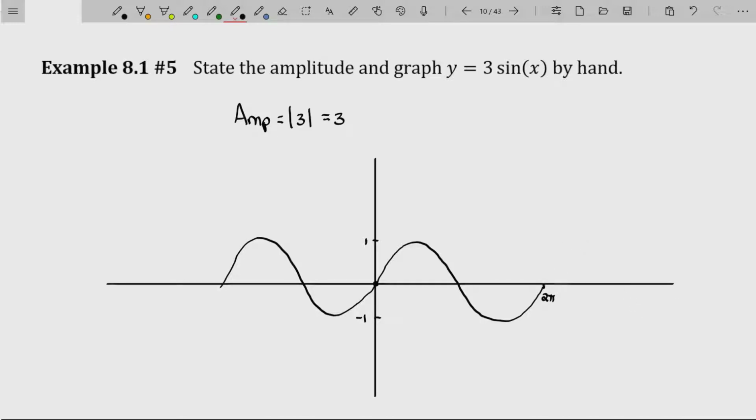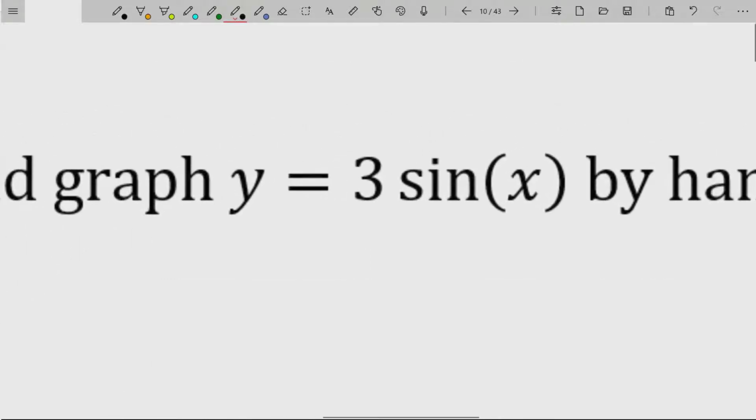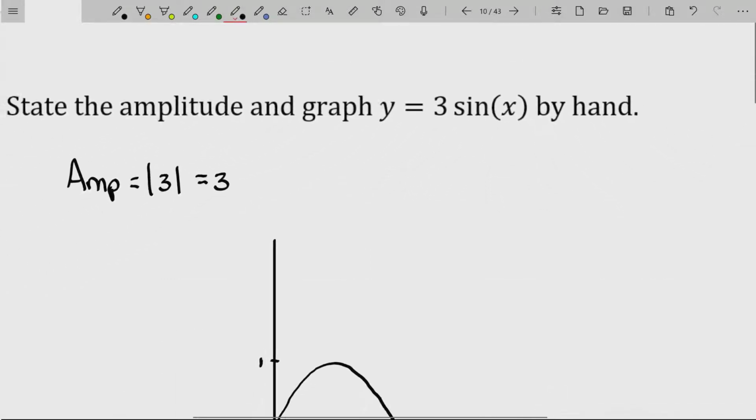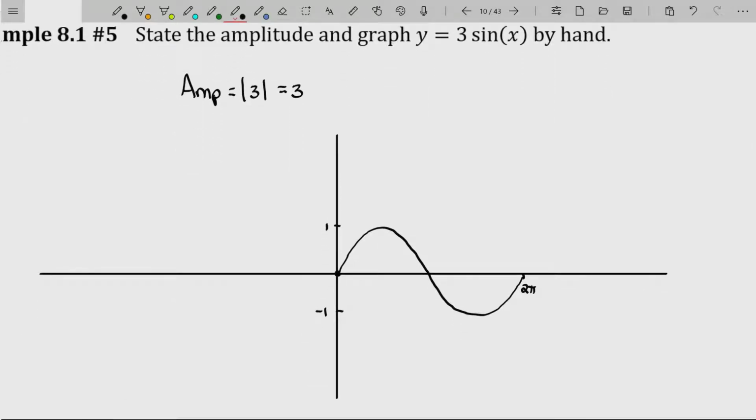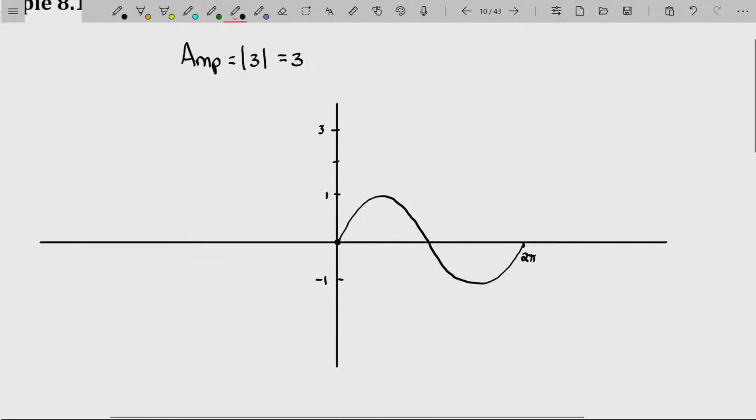But now we have 3 times the sine of x. So all the y values are 3 times what they were before. So instead of having a height of 1, it'll have a height of 3, a maximum of 3, I should say. And instead of a minimum of -1, it'll have a minimum of -3.